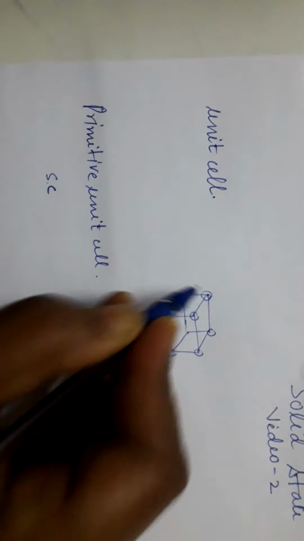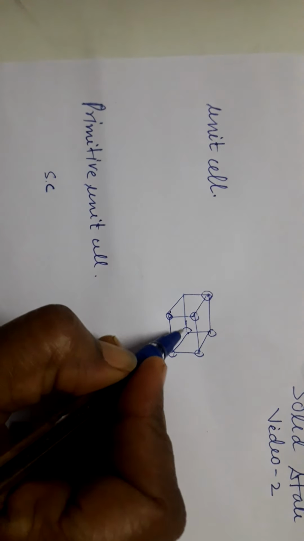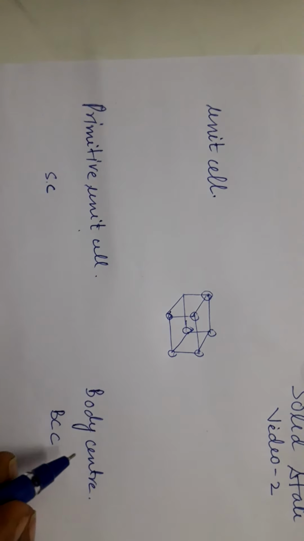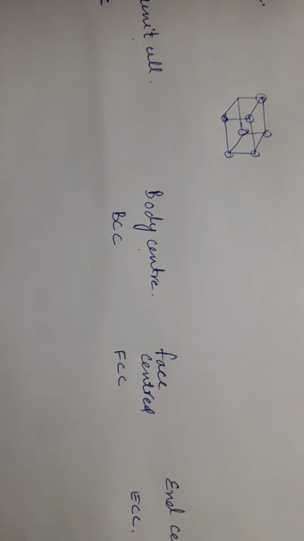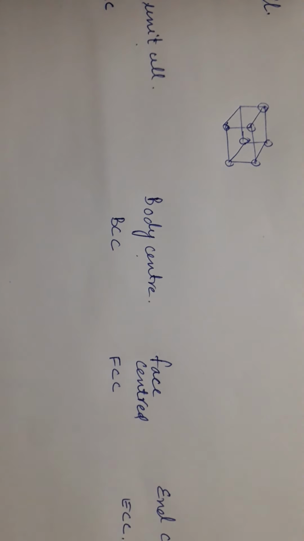Right, students? So we have to discuss primitive unit cells, body-centered unit cells, face-centered unit cells, and end-centered unit cells. Let's take an example here. See students, I am showing you one crystal here. This is your unit cell. We have to show the number of atoms present in these unit cells.